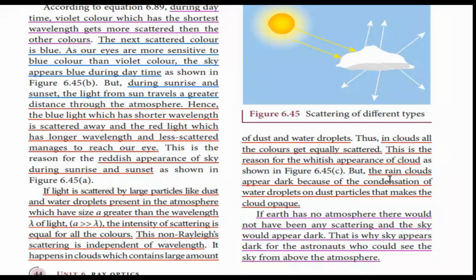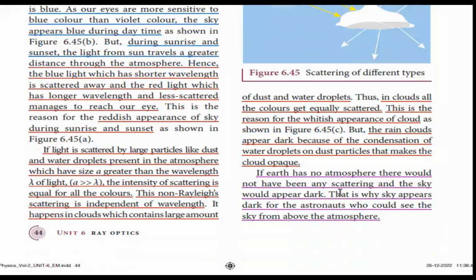But the rain clouds will appear dark. That is because of the condensation of water droplets on the dust particles, which will make the clouds opaque. And if the Earth has no atmosphere, there would not have been any scattering, and the sky would appear dark. That's why the sky appears dark for the astronauts who could see the sky from above the atmosphere.